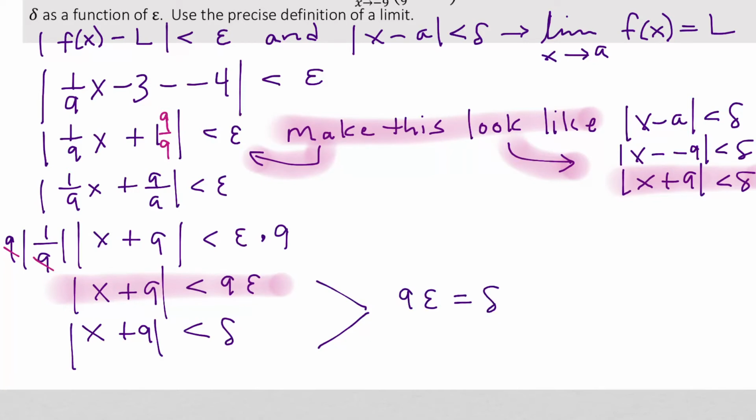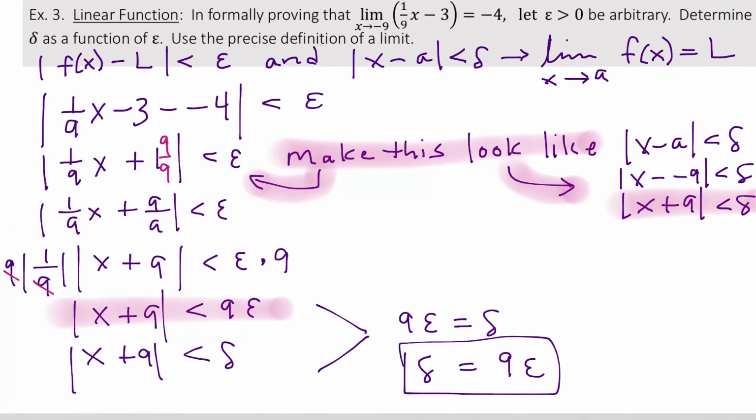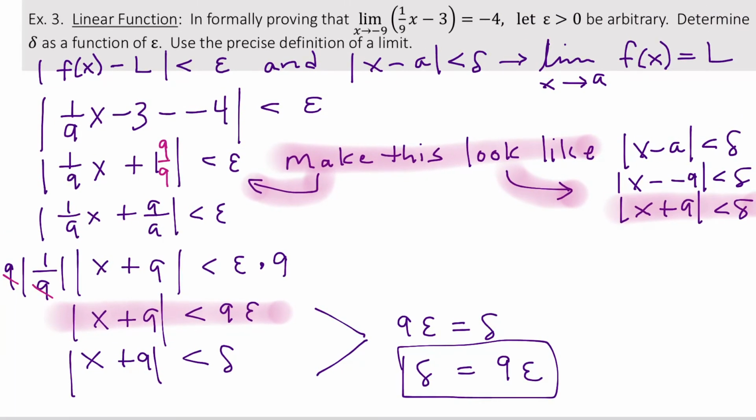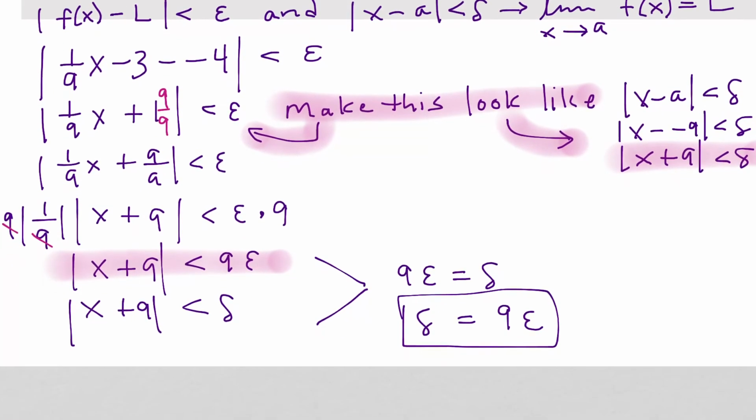So we've got an equation. We can just turn that around if we want. We can say delta is equal to 9 epsilon. So we've got a relationship between delta and epsilon. Now let's go back and look at the problem statement. It says determine delta as a function of epsilon. So we've done that. That's our relationship, and we're finished.